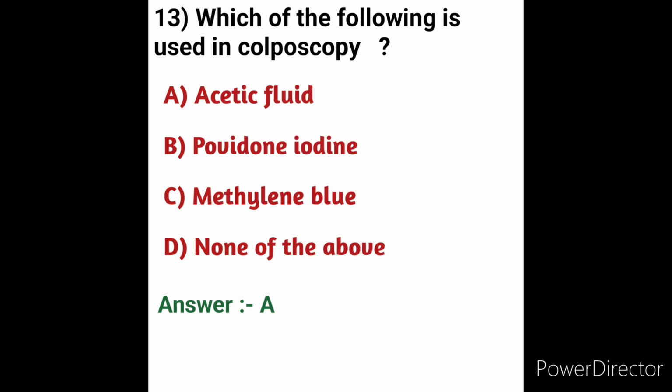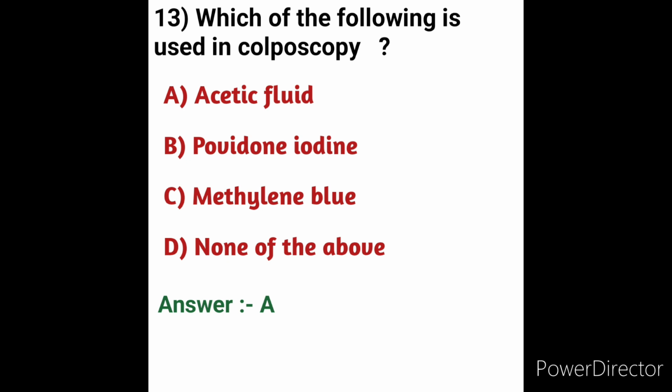Move on to question number 13. Which of the following is used in colposcopy? Not colonoscopy, friends. Here, colposcopy. Colonoscopy is used to examine the colon. So here it is colposcopy, not colonoscopy. We will see the options here. Option A, acetic acid, option B, povidone iodine, option C, methylene blue, option D, none of the above.